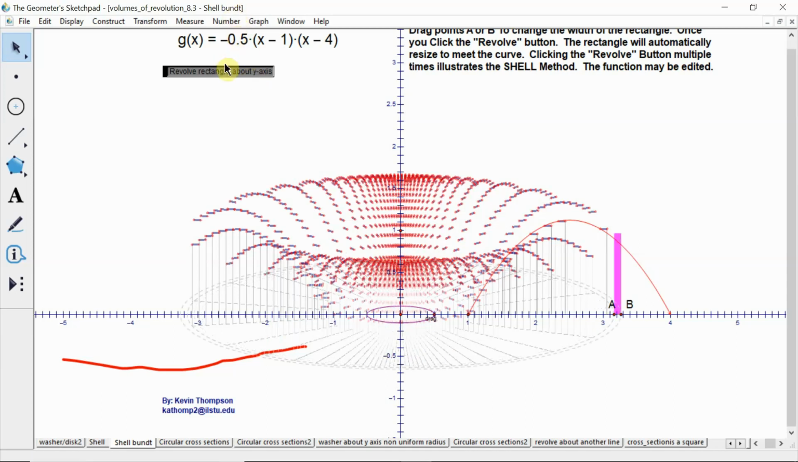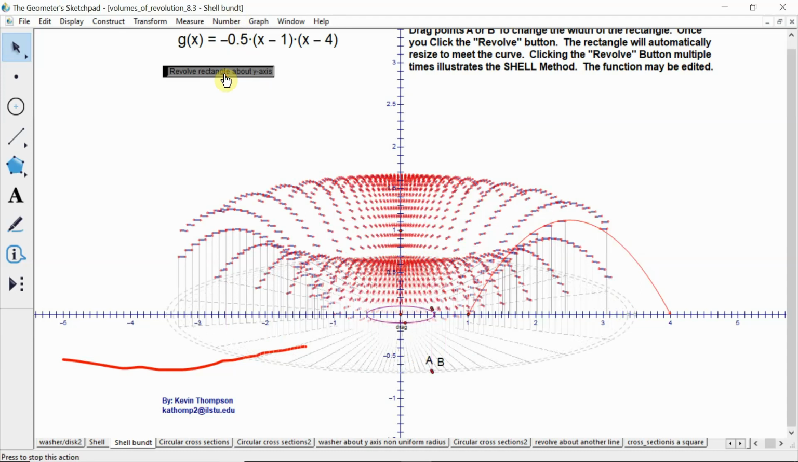A bundt cake. What's a bundt cake? Bundt cake. You can go to that little shop right over on Veterans, like Nothing Bundt Cakes or whatever that is.